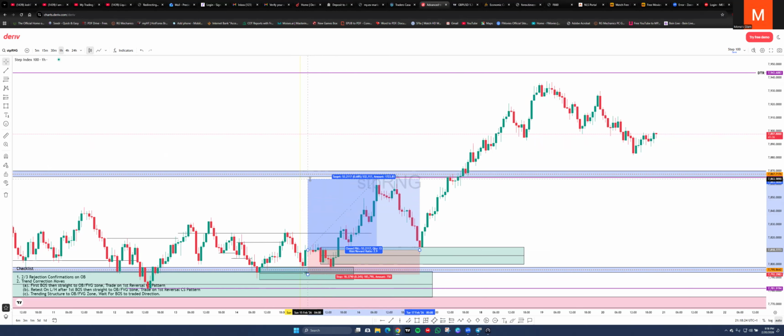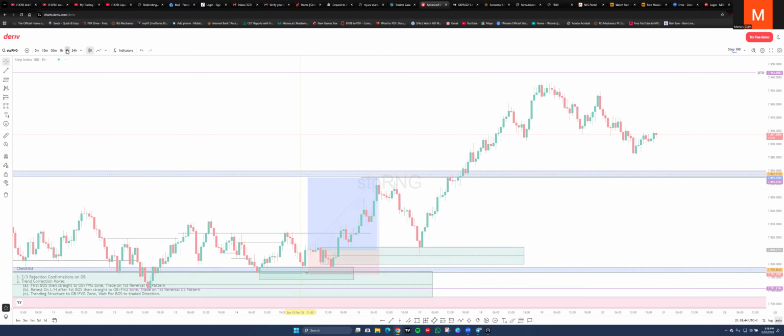Did it? Oh no, it didn't. It gave 1 is to 2.9. But it's fine. I mean, if you were trailing it, you would have been putting your stops above like that. Right? 1 is to 2.9 is not bad. Trust me, it's not bad at all.